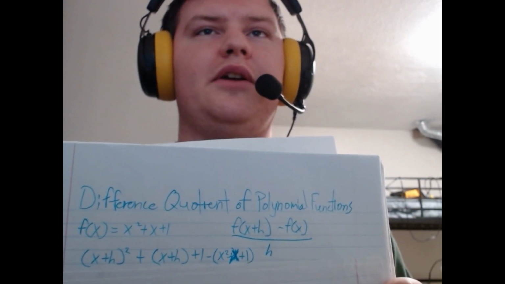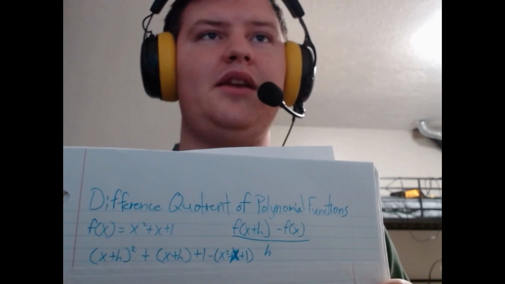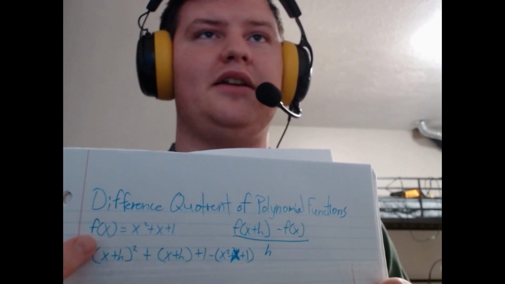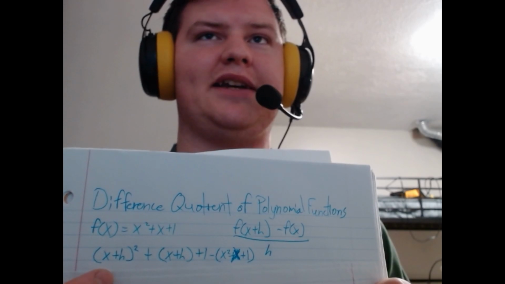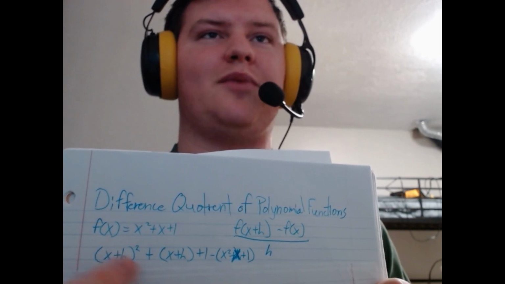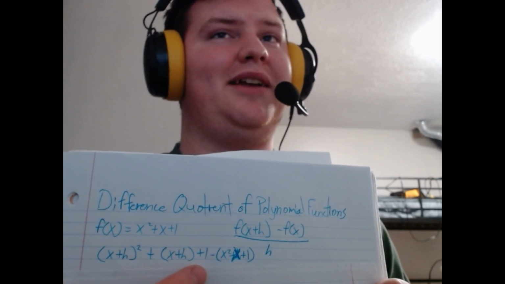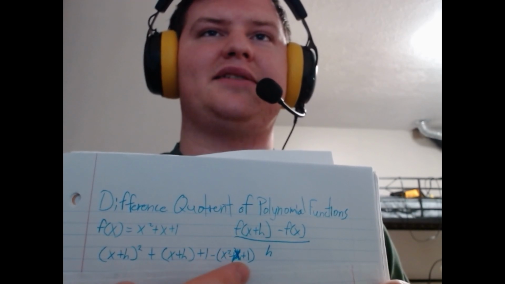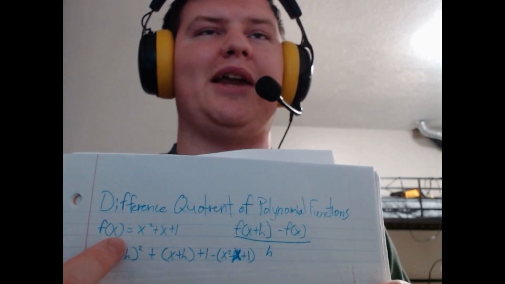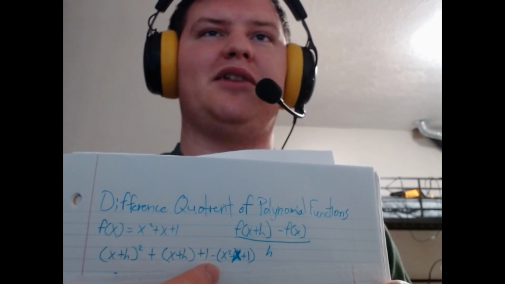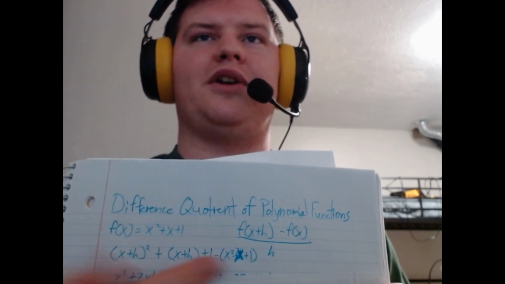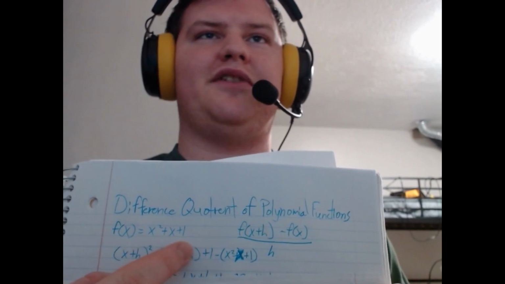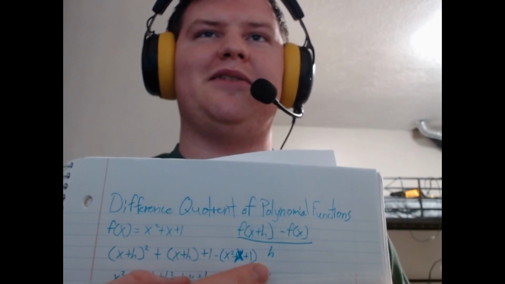Sorry, it's a little janky. Okay, so here we have just the start, right? We're replacing every x with the x plus h. So x plus h squared plus x plus h plus 1 minus, right, the original function, x squared plus x plus 1. You just put that right there and you're going to make it negative. Original function goes there. And then it's all going to be divided by h.